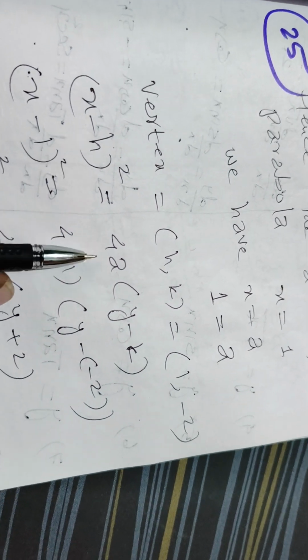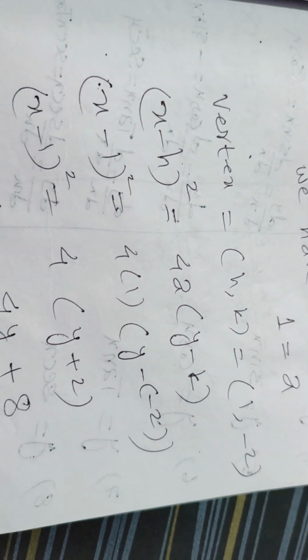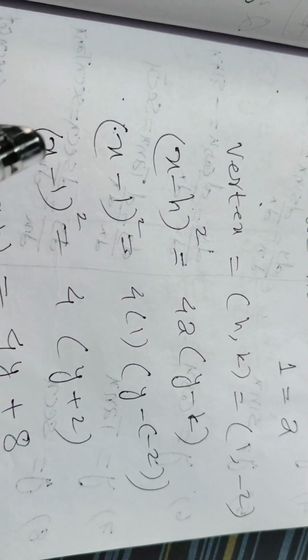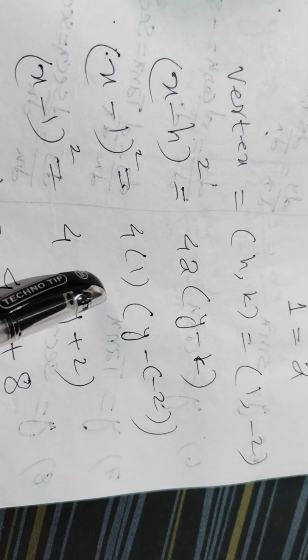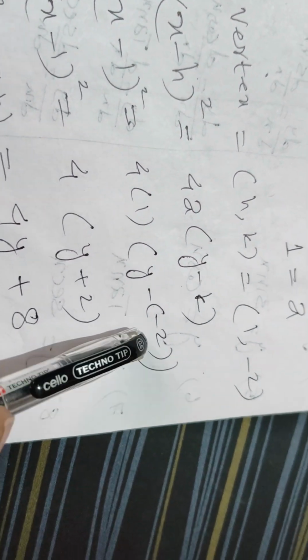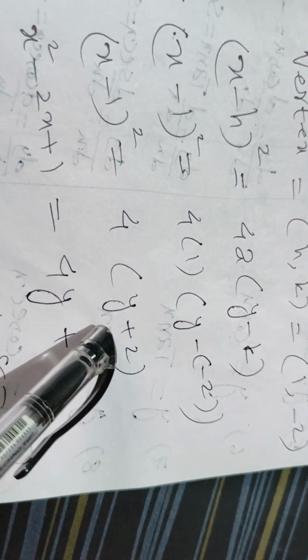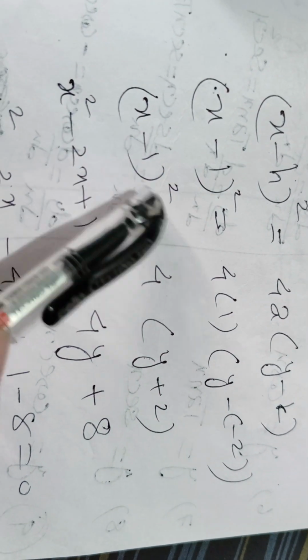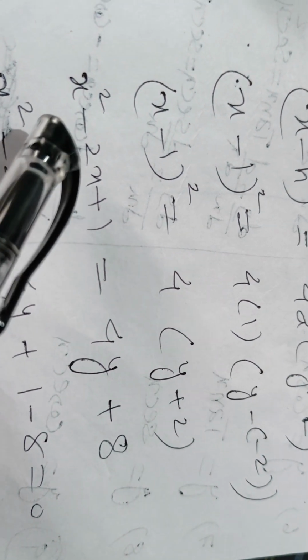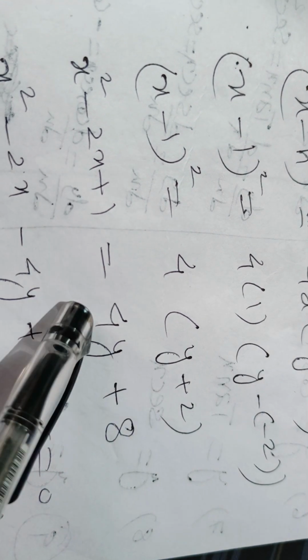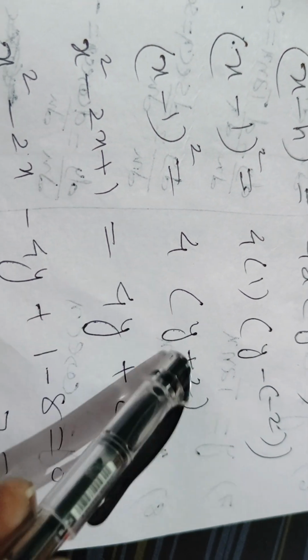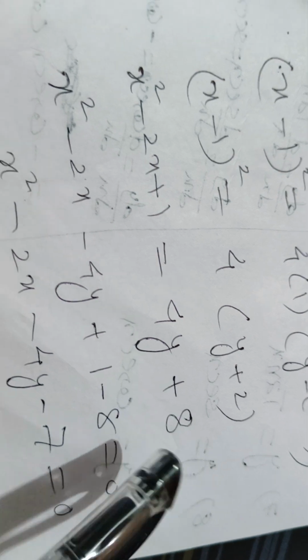Vertex is (h, k), we will write (1, -2). (x - h)² = 4a(y - k). This is the general formula. So (x - 1)² = 4 into 1 into (y - k), where k value is -2. Minus into minus is plus 2. So it is of the form (a - b)², which is x² - 2x + 1 is equal to, open the bracket, 4 into y is 4y, 4 twos are 8.